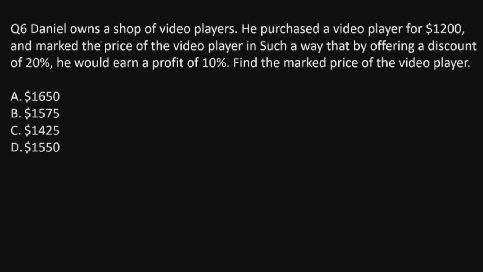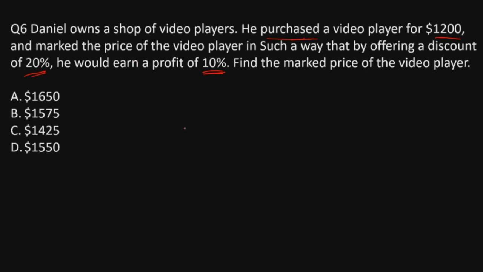Next question. Daniel owns a shop of video players. He purchased a video player for $1,200 and marked the price in such a way that by offering a discount of 20%, he would earn a profit of 10%. That means he has set the price so that even while giving a 20% discount, he is still gaining a 10% profit. And we need to find the marked price.